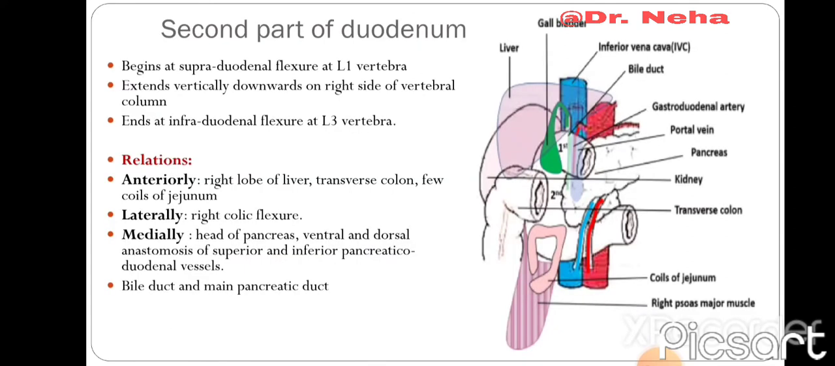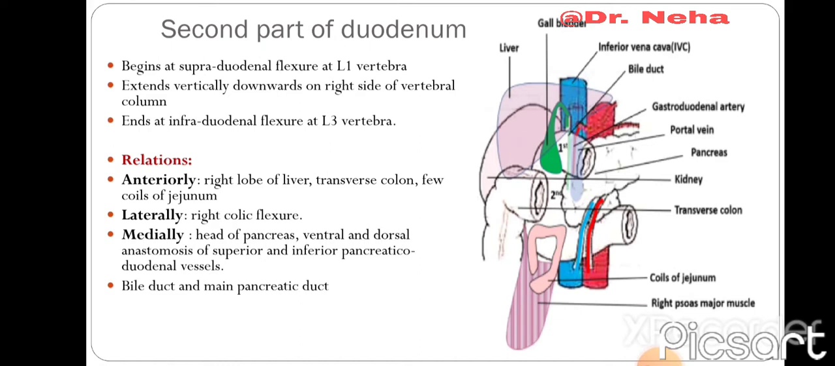Now we come to the second part of the duodenum. It begins at the superior duodenal flexure at the L1 vertebra. It extends vertically downwards on the right side of the vertebral column and ends at the inferior duodenal flexure at the L3 vertebra. So we can see this second part is the vertical part of the duodenum. Now the relations. Anteriorly it is related to the right lobe of the liver, as we can see in the diagram, the transverse colon and a few coils of jejunum.